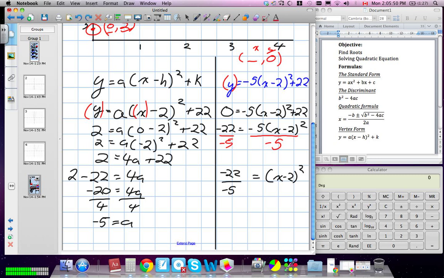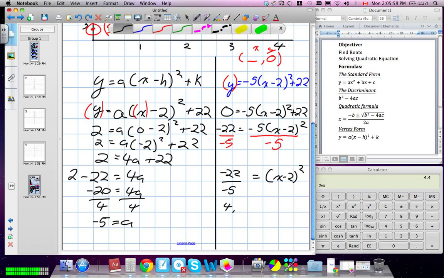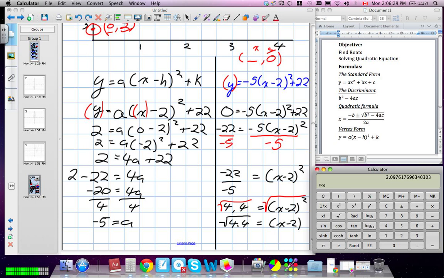Again, reverse BEDMAS. Normally I deal with the brackets, then the exponent. But because it's reversed, I need to move the exponent, which means I need to square root both sides. I'm then working with the square root of 4.4, which is going to be now equal to x minus 2. I actually don't need those brackets anymore. Let's find the square root. 2.097. We'll try not to round too early because we still have another number we've got to bring in. So 2.097 is equal to x minus 2.